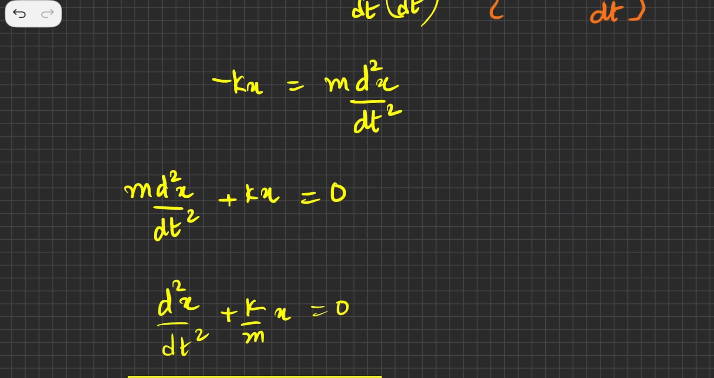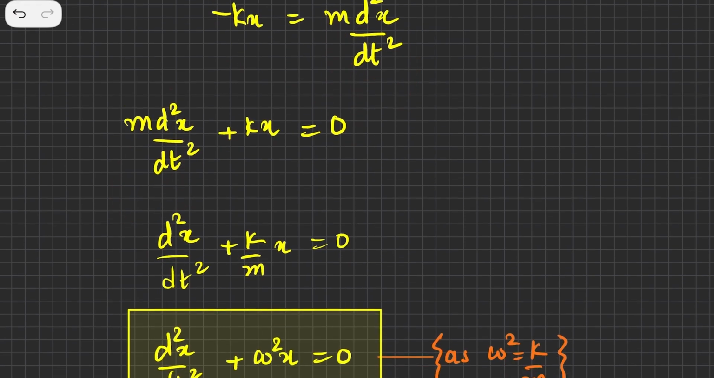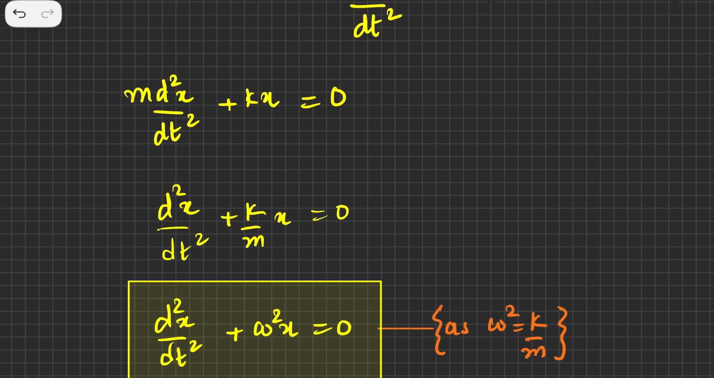Then, an equation, or not even a differential equation, any equation is written in the form of equal to 0. So I'll move this minus kx to the other side, so it becomes plus kx, and this other term remains as it is, not changing sign. Then in a differential equation, whenever you have the highest order derivative, you generally keep its coefficient as 1. So I'll divide throughout by m. I get 1 here, m gets cancelled, and k by m remains as it is.